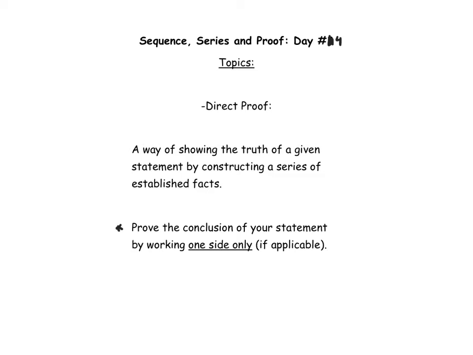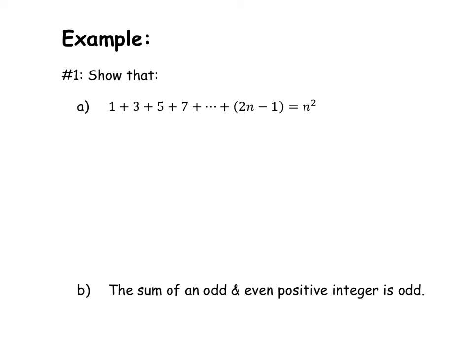So let's try a few examples. Okay, so let's look at a couple of examples here. We're going to show that the sum of all the odd numbers infinitely equals n squared. So I'm going to work on the left-hand side. Typically, the left-hand side is set up in order for you to work that to show that the right-hand side is the result of the left-hand side.